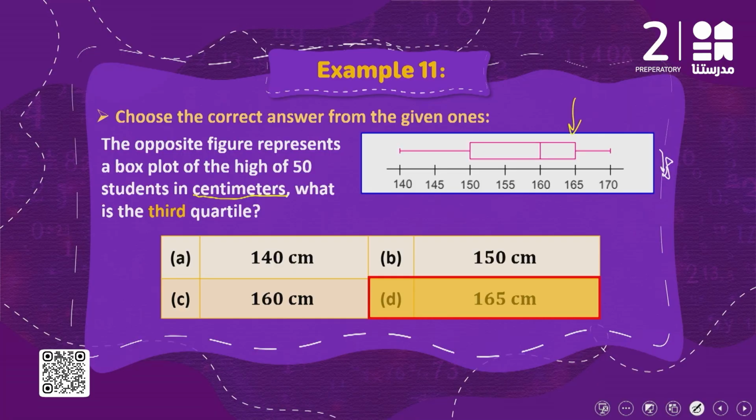And don't forget, this is the minimum value, and this is the maximum. This is the third quartile. This is the first quartile. This, we can say it as second quartile, but we name it as median. We don't name it as second quartile, but it's for extra info. This is called second quartile, which is the median, as we said before.